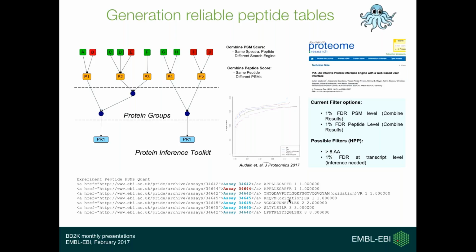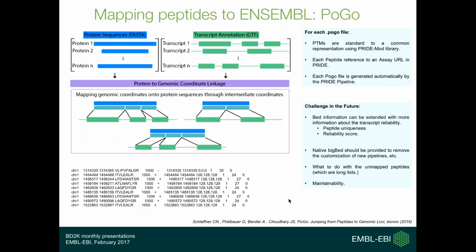Okay. When this is done, we use a tool that we have developed in collaboration with the Sanger team. Using the protein sequence databases generated by Ensembl and the GTF file, we are able to map all these peptide evidence into genome coordinates. At the end we have a bed file, and this bed file contains, for each peptide evidence, the position in the genome of each peptide.